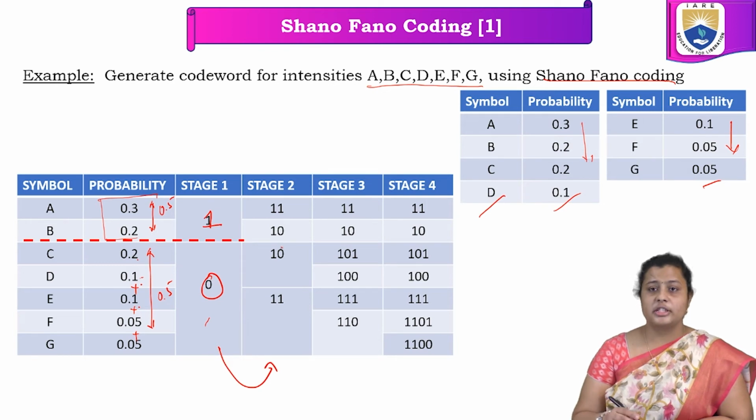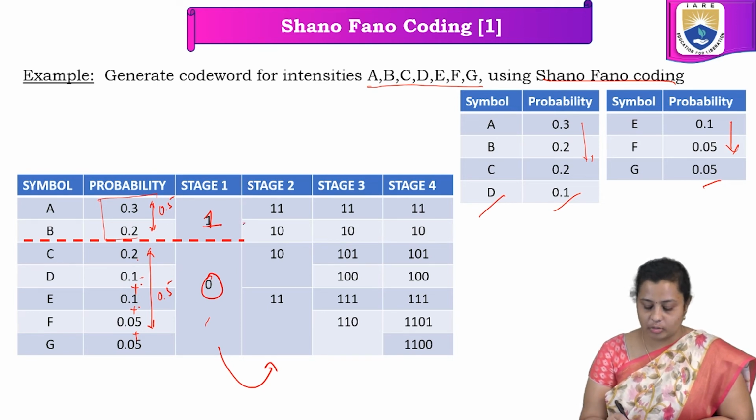So we are going to split them. How are we going to split them? We are going to split them in such a way that the intensity values are almost similar. So we are going to divide it in this way, right? We are going to divide it in this way.